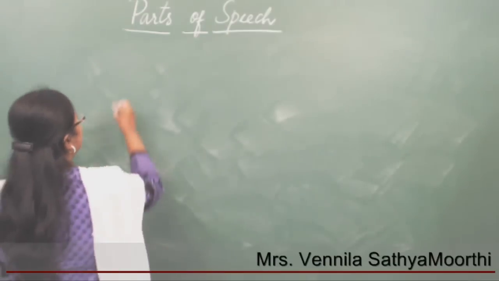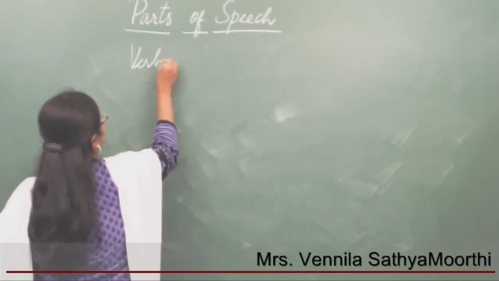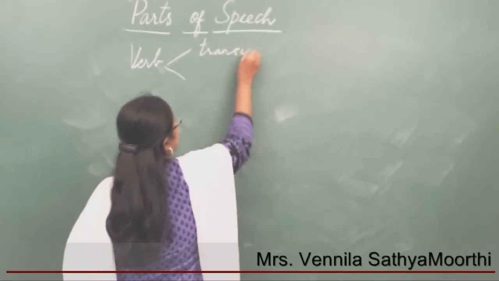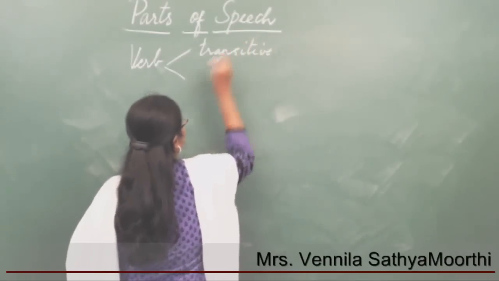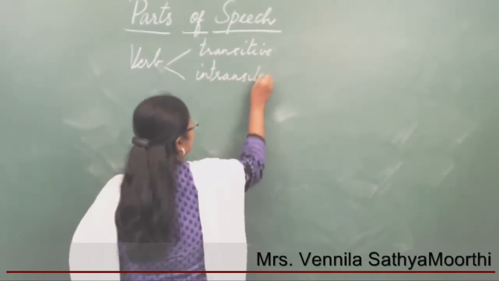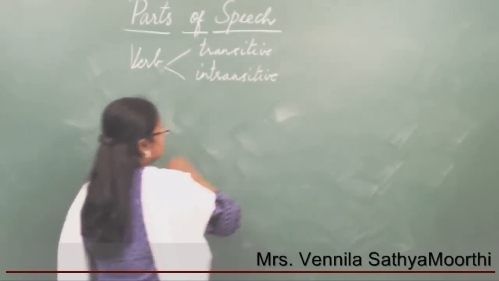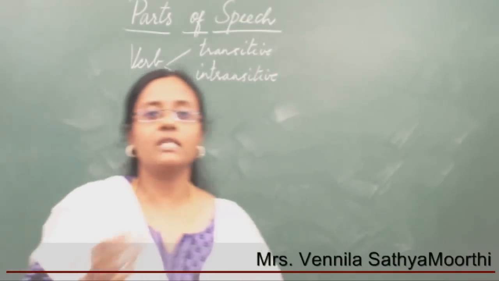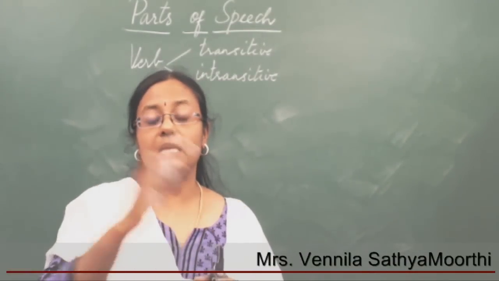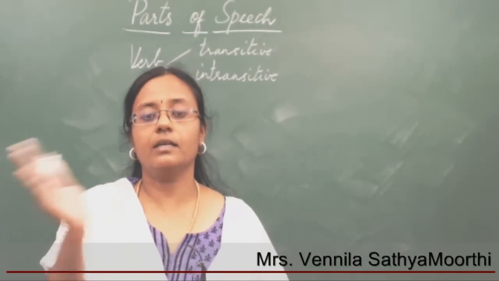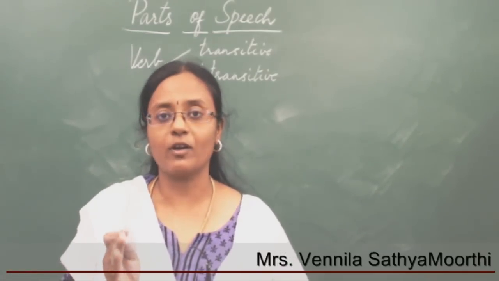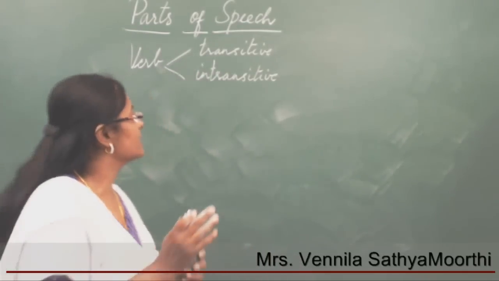When you come to verbs, we have two kinds, the transitive and the intransitive. A transitive verb is nothing but a verb that takes an object after that. An intransitive verb does not take an object after that. For that, you should know what an object in a sentence is.